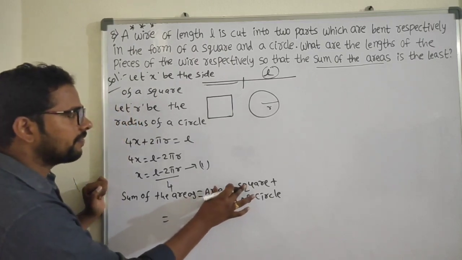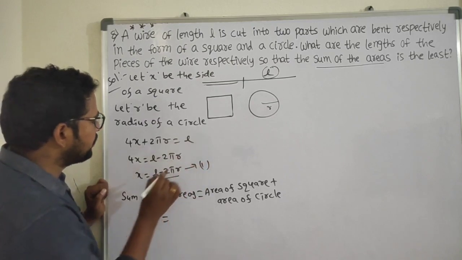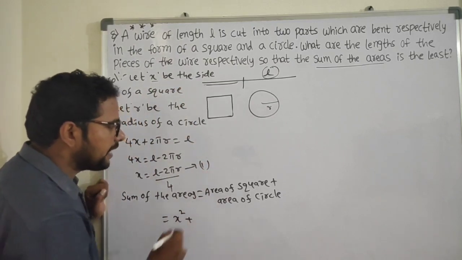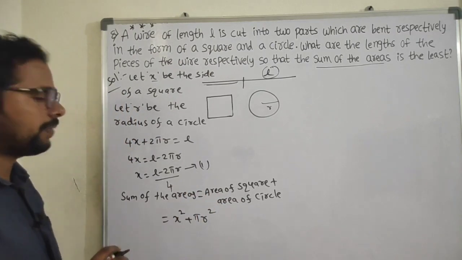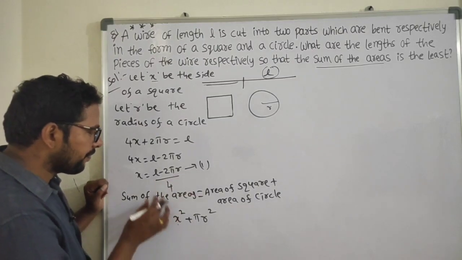So what is the area of square formula? S into S, side square, where S means x. So take x² plus area of circle, πr²: x² plus πr². So what is the x value from equation number 1? Substitute here.